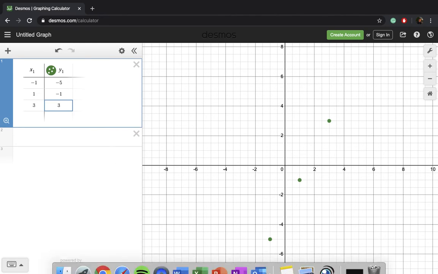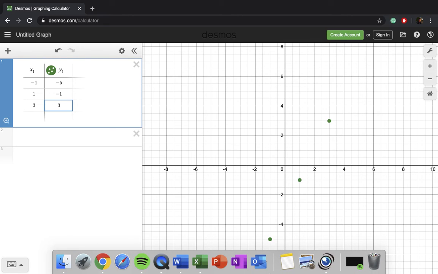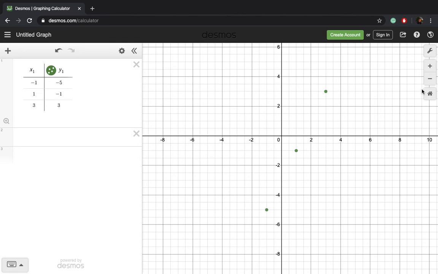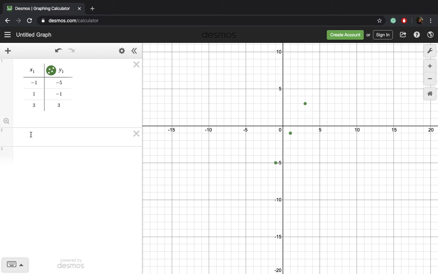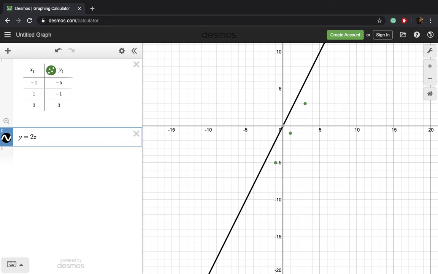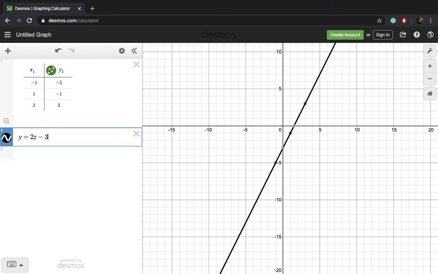So 3, 3. So now it looks like they line up, right? They look like they're in a straight line. If I zoom out like this, it looks like it's in a straight line, right? So if I plug in my machine, which is just a line, they should all line up with my machine. Okay? So if I do y is equal to 2x minus 3. Do they all line up? Yes, they do.